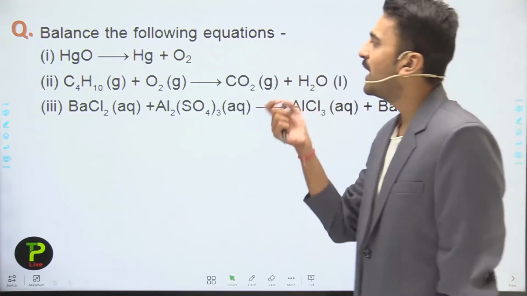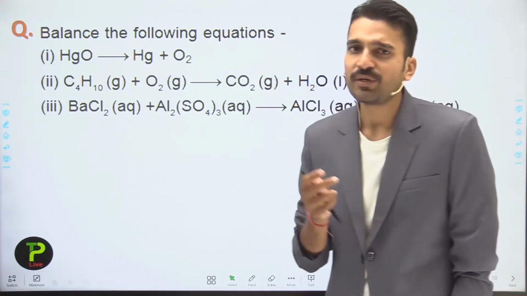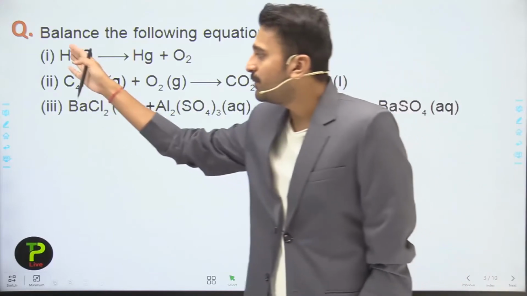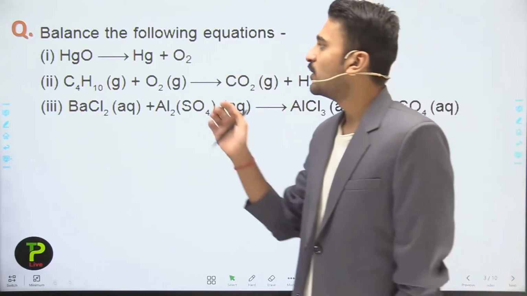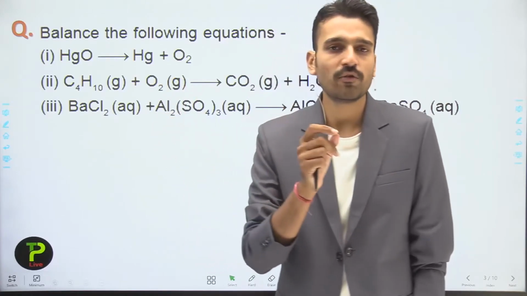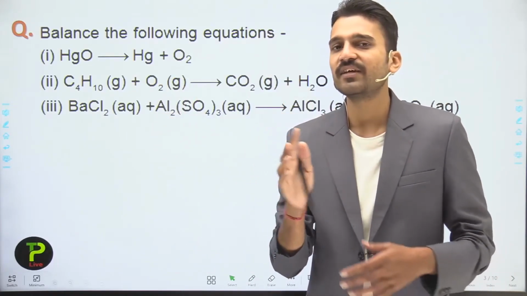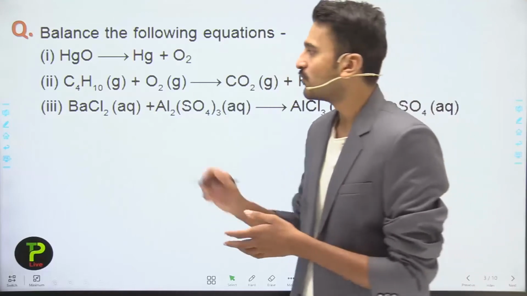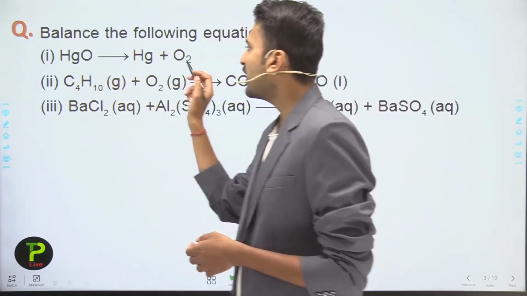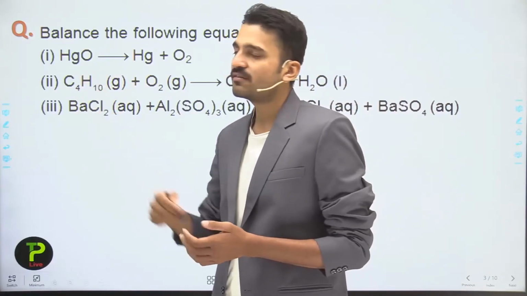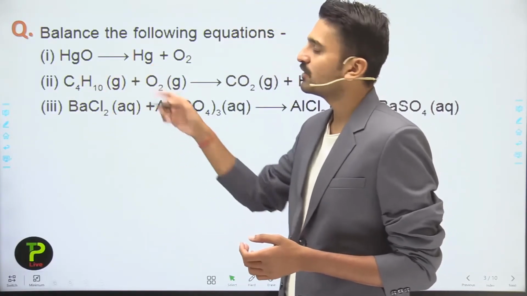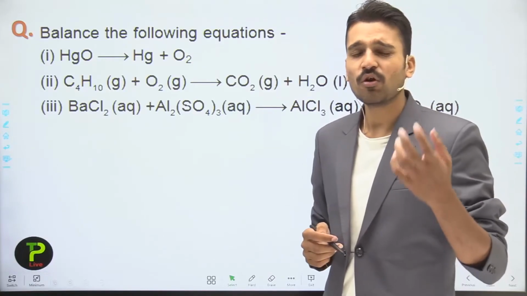That is, balance the following equations. In this particular question you are provided with 3 points, so you have to balance each equation correctly. For balancing you need to know that you have to balance the atoms both on the reactant side as well as on the product side. So here you see that HgO gives Hg plus O2. On the reactant side the number of Hg, that is the mercury atom, is 1, while on the product side it is also 1. So mercury is already balanced.